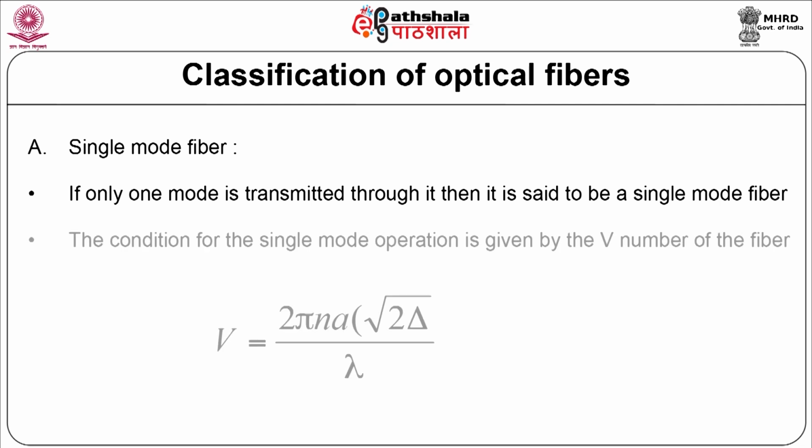The condition for the single mode operation is given by the V number of the fiber, where V number is some characteristic parameter of the optical fiber. It is given by the relation V = 2πa√(2Δ)/λ, where Δ is the difference in the refractive index of core and cladding, a is the core radius, and λ is the operating wavelength.